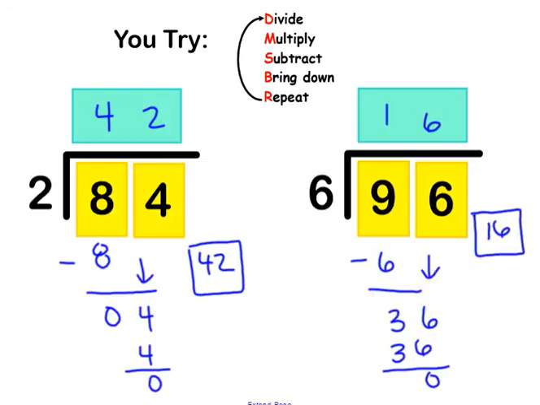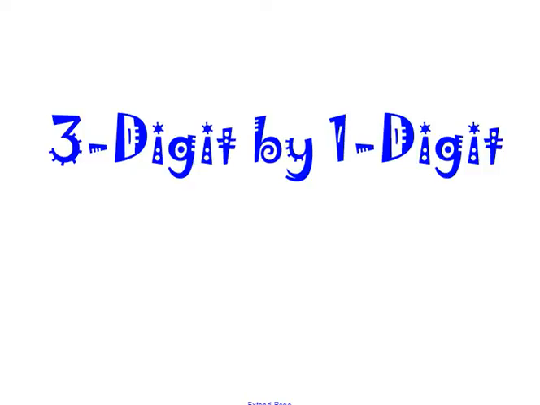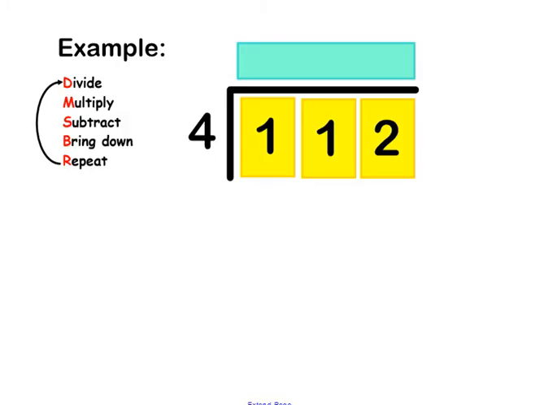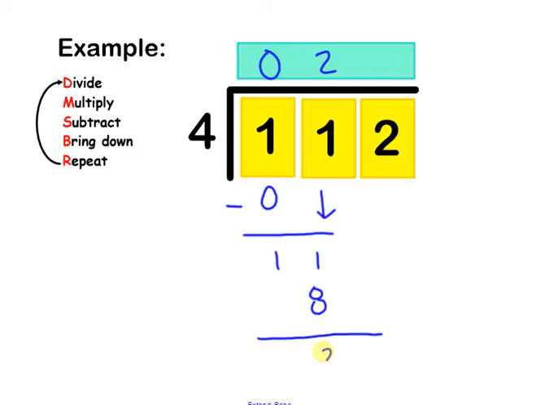All right, let's go ahead and do 3-digit by 1-digit. So same process. How many times does 4 go into 1? 0. Subtract. 1 minus 0 is 1. Bring down and repeat. How many times does 4 go into 11? 2. 2 times 4 is 8. 11 minus 8 is 3.